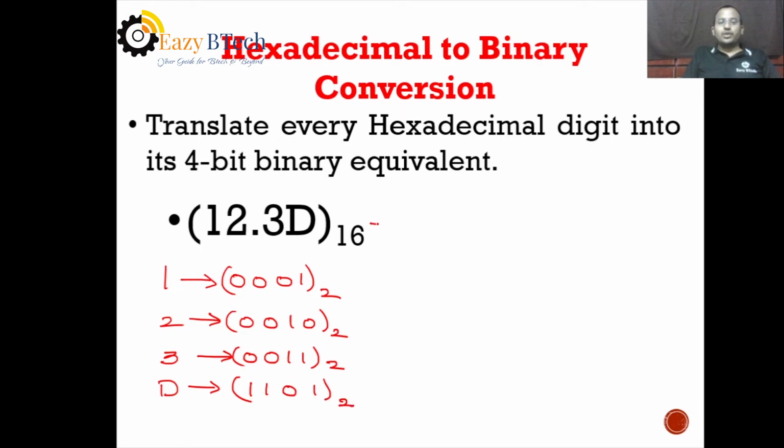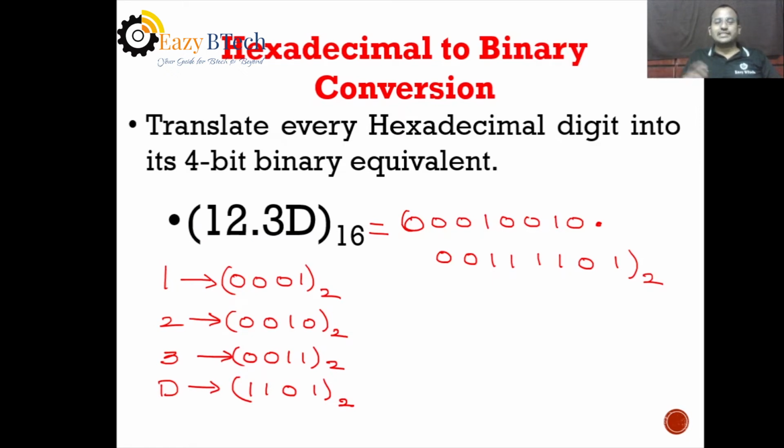So the corresponding binary equivalent for the given hexadecimal number 12.3D is 0, 0, 0, 1, 0, 0, 1, 0. So this is for the integer part. For the fractional part it is 0, 0, 1, 1, and for D it is 1, 1, 0, 1. So this is the binary equivalent of the given hexadecimal number 12.3D. So we have to write in the same order.